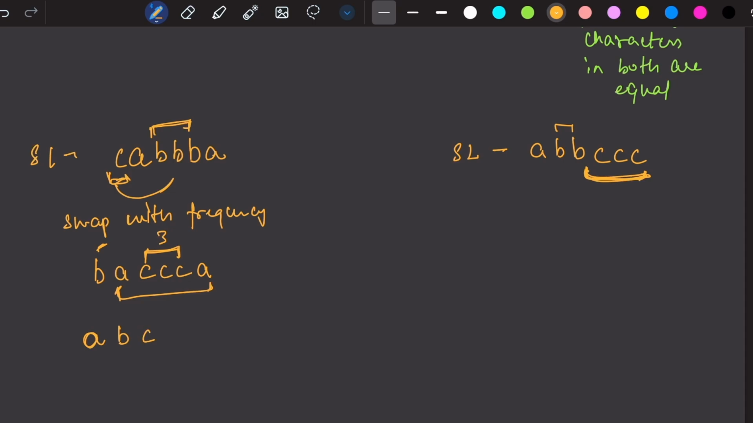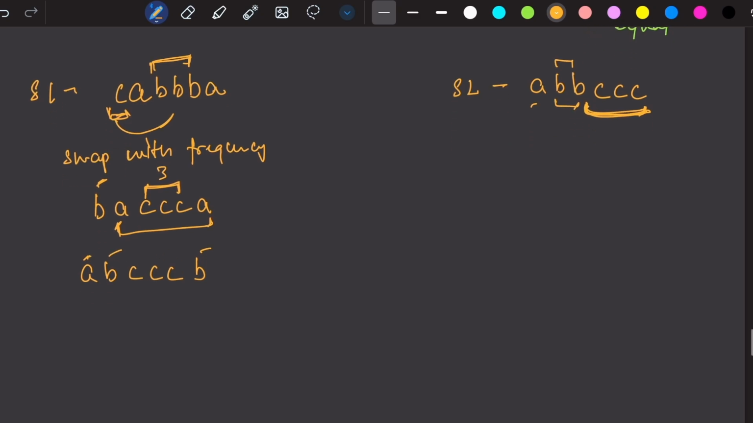So A comes here at B and B will come here: A, B, then 3 times C, then again B. Now the count is equal. B is 1 time and A is also 1 time, C is 1 time.